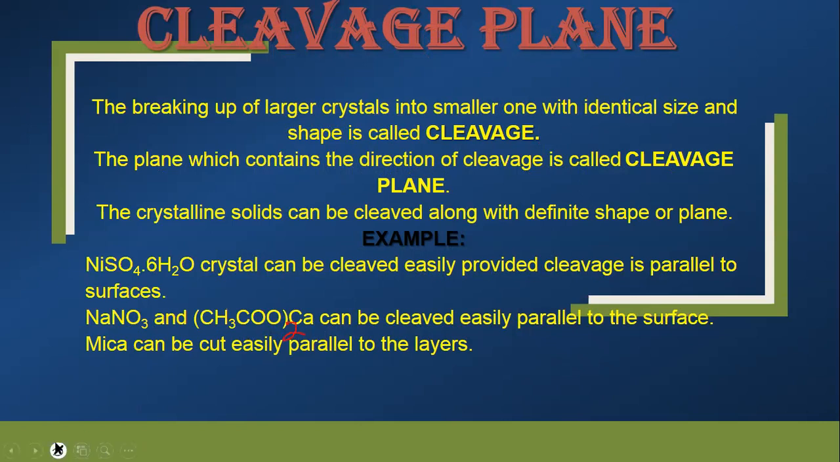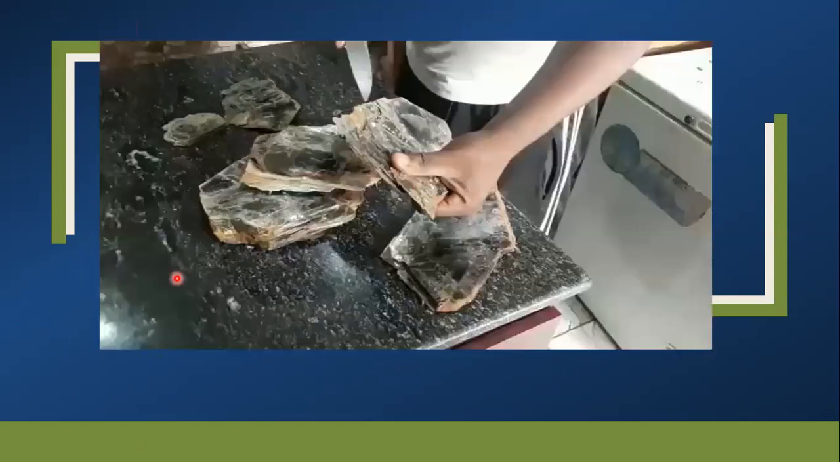Mica can be cut easily parallel to the layers. Here is a short video for you that shows you its cutting. Sorry, it is a picture, and this shows how it can be cut parallel to the surface, and finally it is converted into sheets.